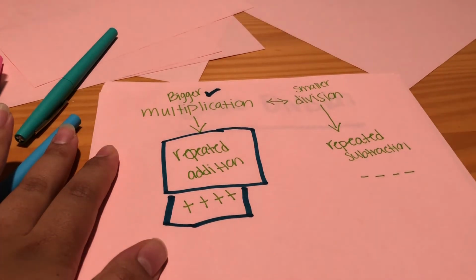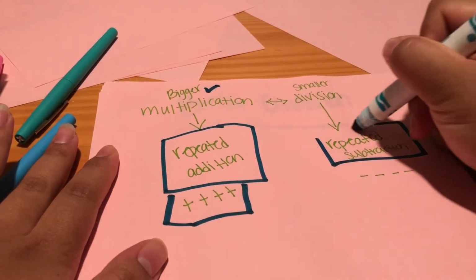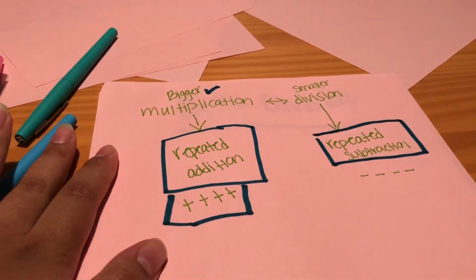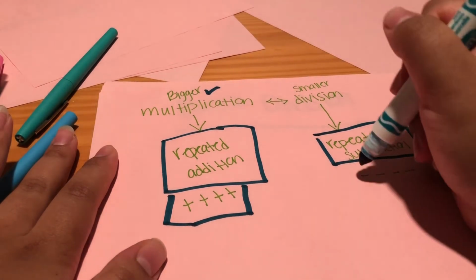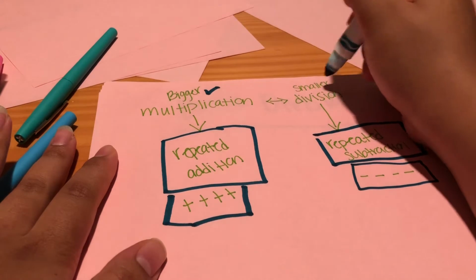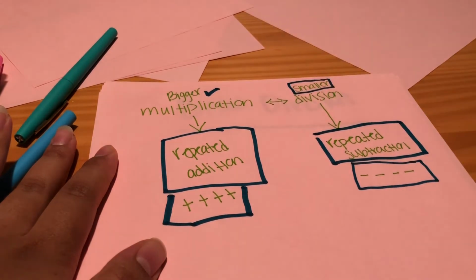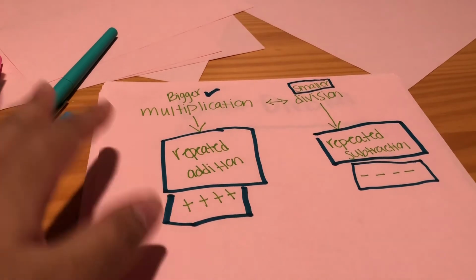And then for division, since it's the opposite of multiplication, it's repeated subtraction. That means we're going to continue to subtract. And if we're subtracting to get our quotient, our goal is to get to a smaller number. A smaller number. All right.